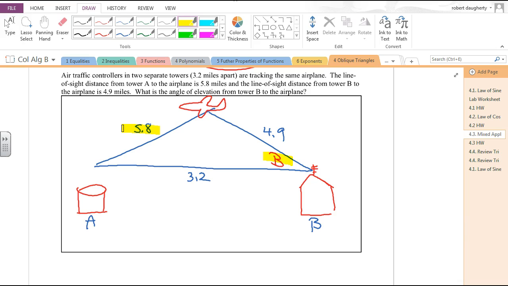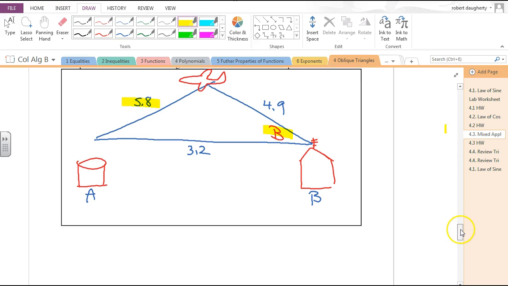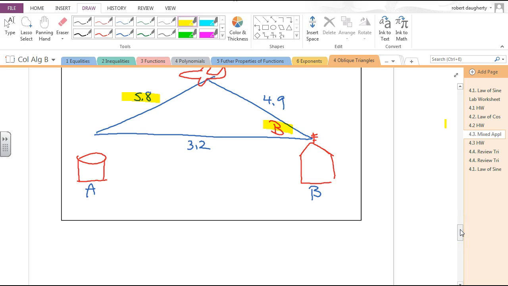So I'm going to start out, and let's see if I've got enough space here. I drew that diagram pretty big. So I'm solving for this angle. So I go directly to the opposite side, and I'm going to write 5.8 squared equals what?